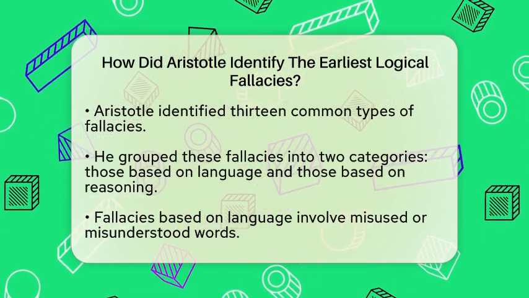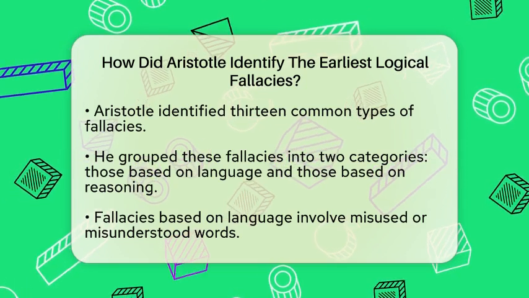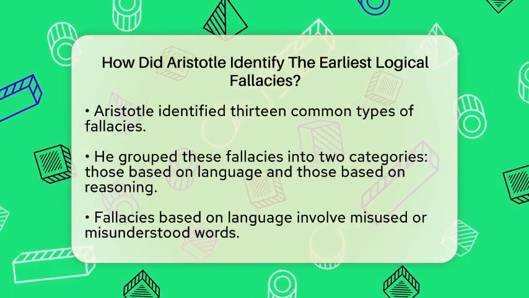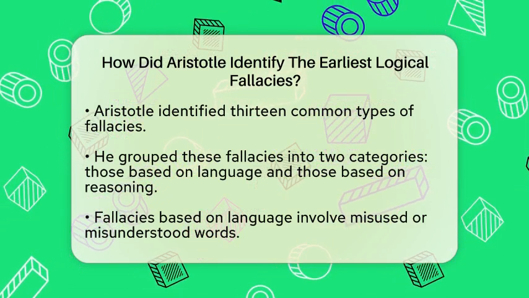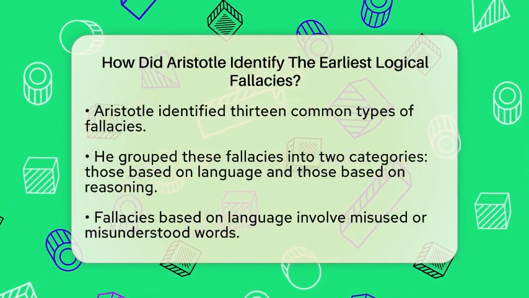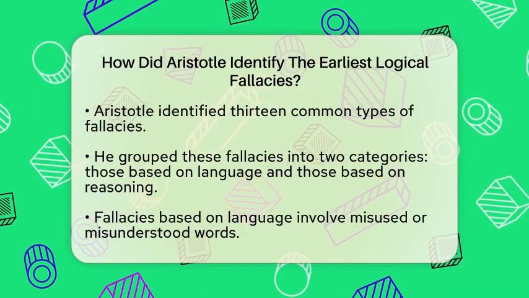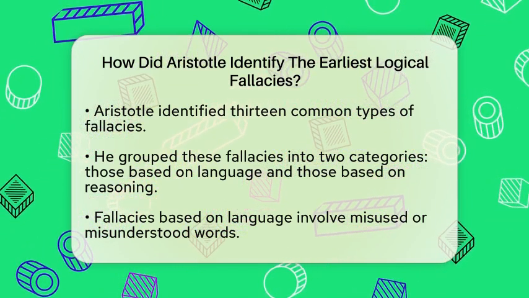The second group did not depend on language. These involve errors in reasoning that are more about logic than words. This classification helped people see how fallacies can trick us either through confusing language or faulty thinking.